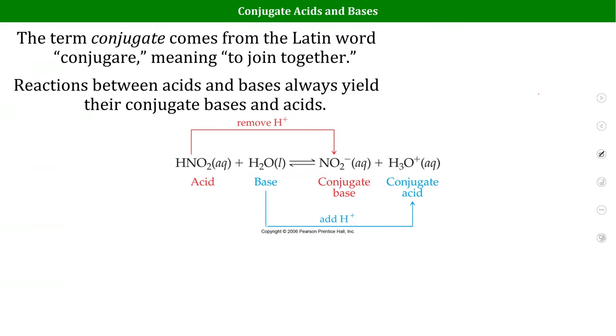So here's just another example of an entire reaction written out. So rather than just one half of the reaction, if you have an acid, something with an H+, that can donate the H+ to a base, the products are going to be the conjugate base, which is the acid minus the proton it donated, and the conjugate acid, which is the base with the extra proton added.